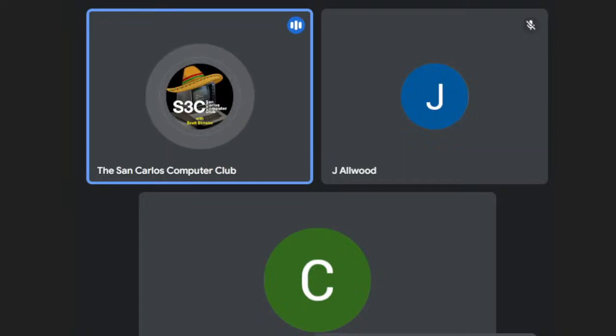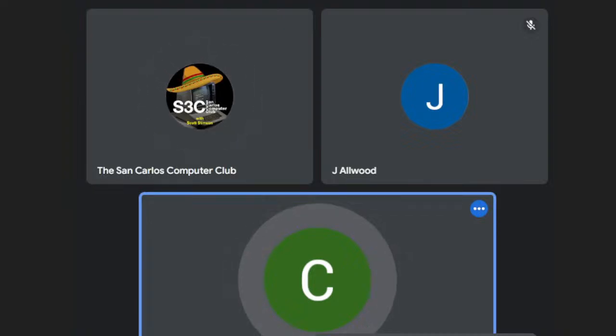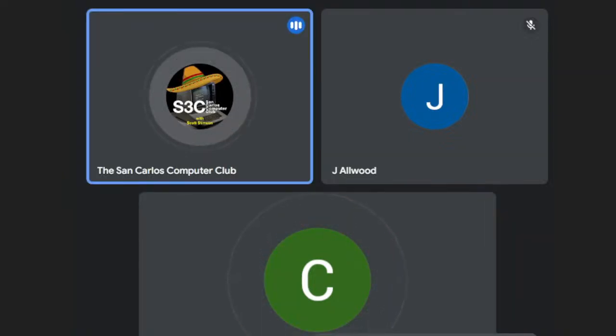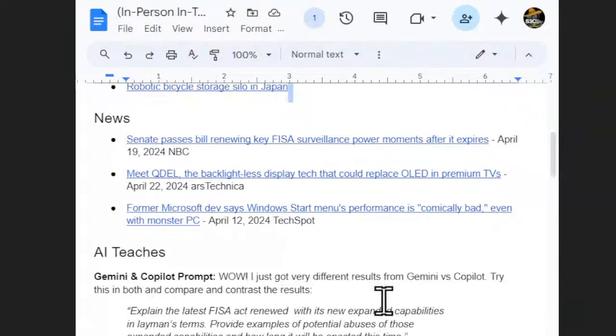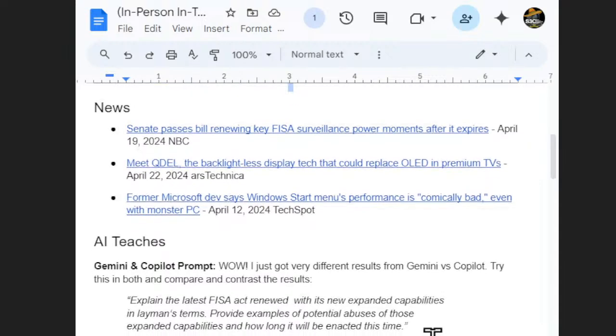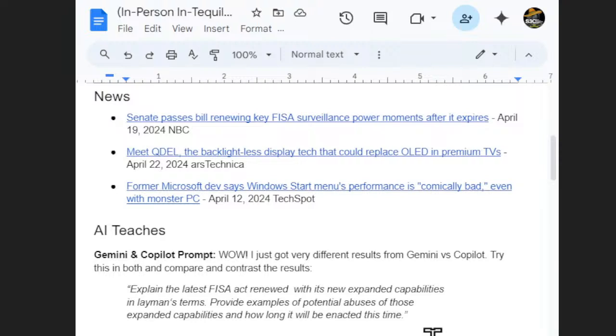Well, what do you think of the expansion of powers that they've taken? Because I don't agree with any of it. It really caught me off guard. And what surprised me was how hard it was to find the information. In fact, I used it as a challenge with a Google AI prompt, and I provided you with a new one just so you can play with it. Explain the latest FISA Act renewed with its new expanded capabilities in layman terms. Provide examples of potential abuses of those expanded capabilities and how long it will be enacted this time.